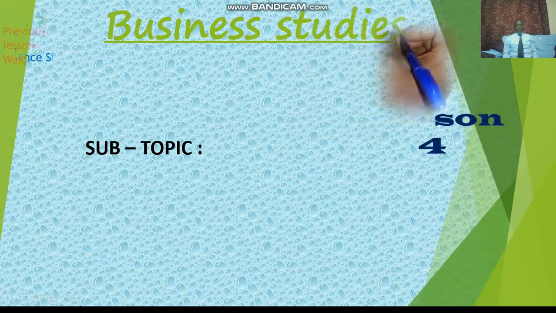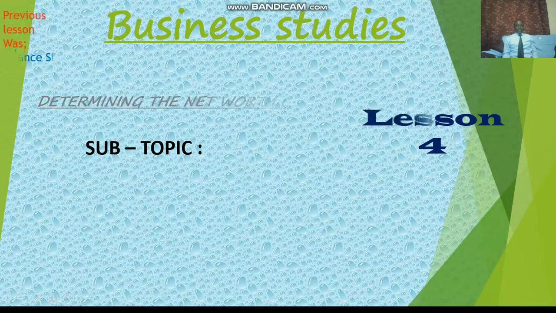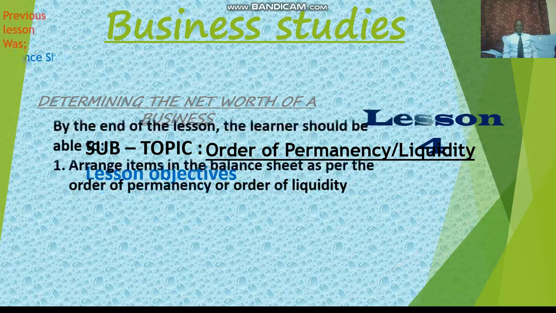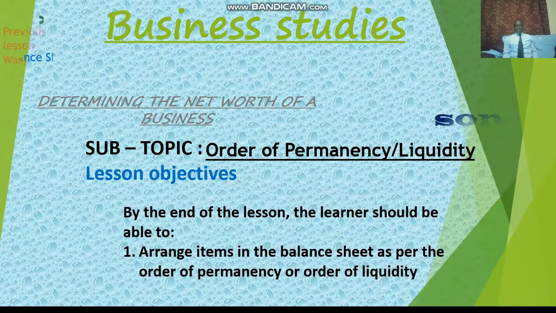We are still on the topic determining the net worth of a business. Our last subtopic was the balance sheet, and now we are going to the fourth lesson, that is order of permanency and order of liquidity. Lesson objectives. By the end of the lesson, the learner should be able to arrange items in the balance sheet as per the order of permanency or order of liquidity.